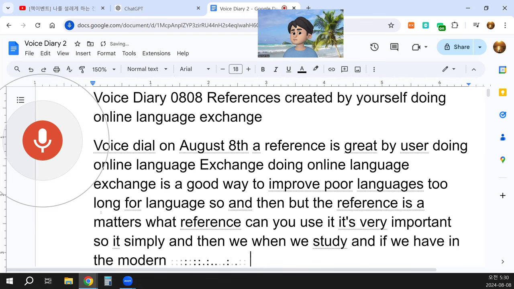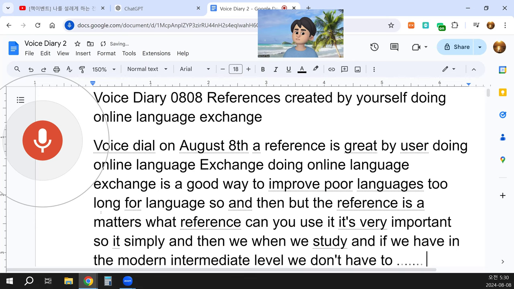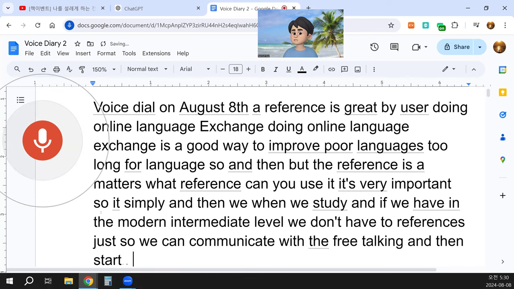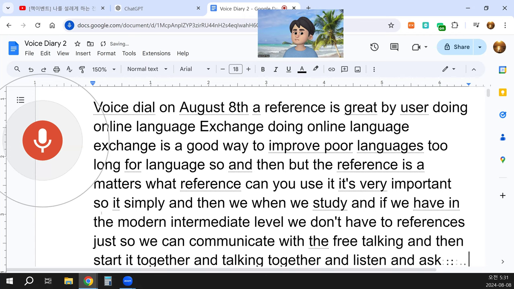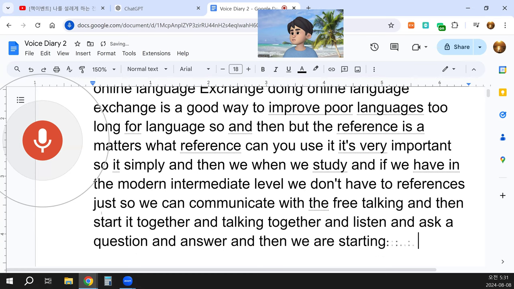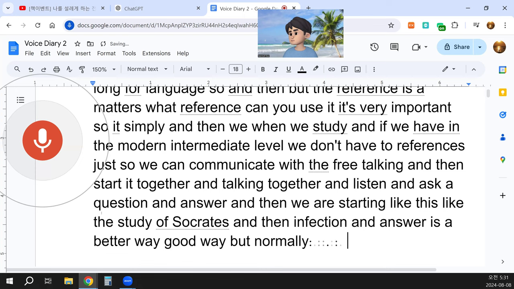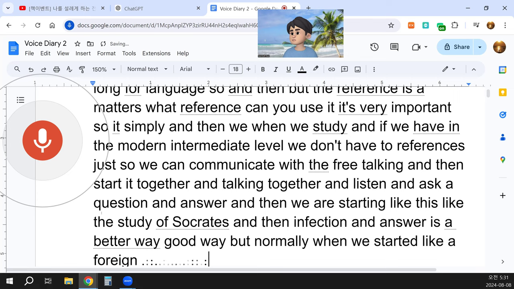When we study, if we are at more than intermediate level, we don't need a reference. We can communicate through free talking, study together, talk together, listen, ask questions and answer. Studying like this is like the study of Socrates, and question and answer is a very, very good way. But normally when we start studying foreign languages online, our level is beginner.